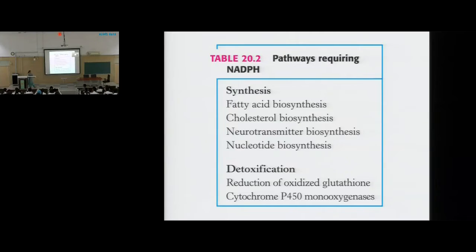So what are those functions? It is required for synthetic pathways where there is some synthesis. So fatty acid synthesis will require it, cholesterol synthesis will require it. So wherever synthesis is occurring, you require NADPH, not NADH. Okay. Second thing is, it is required for detoxification reactions. So it is required for the production of glutathione and also for the monooxygenases to function properly.